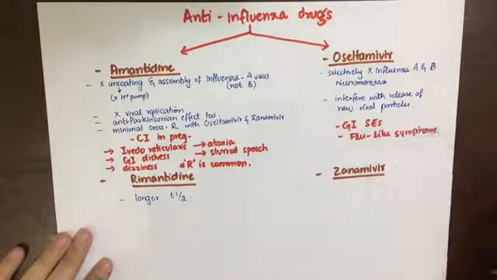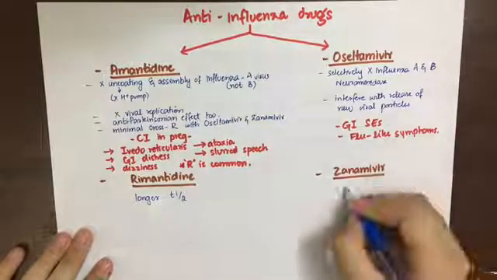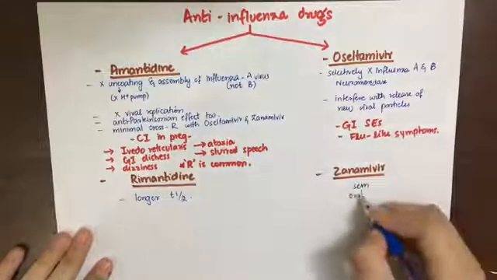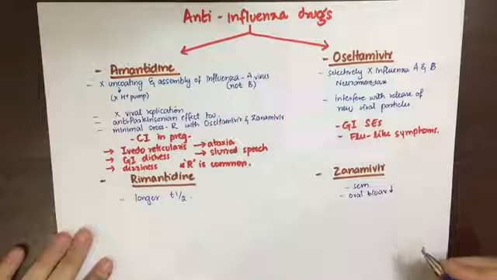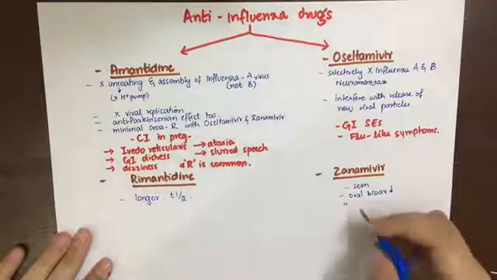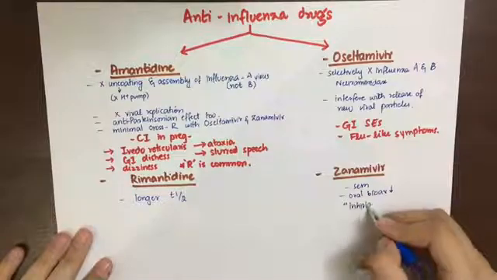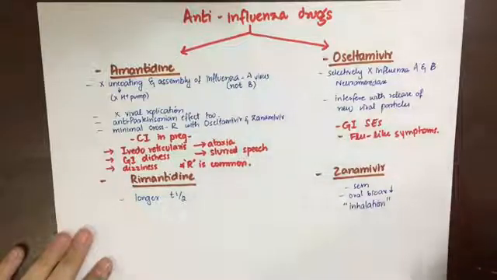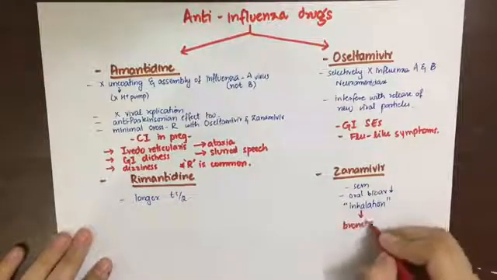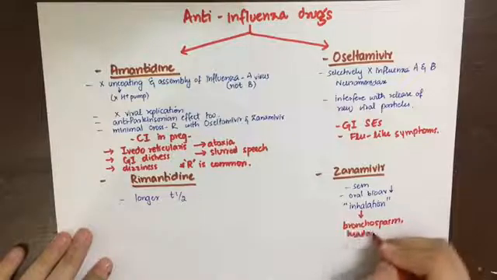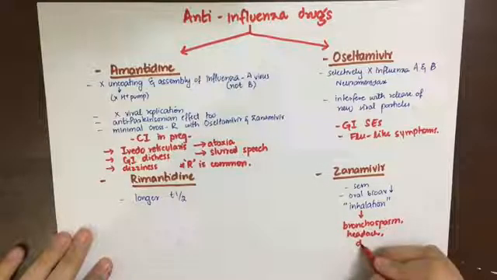Side effects are simply GI side effects and flu-like symptoms like nose and throat irritation, fever, tiredness, etc. Zanamivir is the same as oseltamivir, and its oral bioavailability is low, so it is given via inhalation but is contraindicated in people with airway disease. It can cause bronchospasm, headache, and dizziness as side effects.